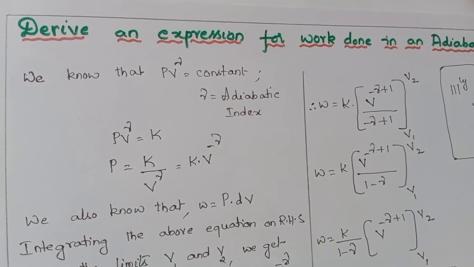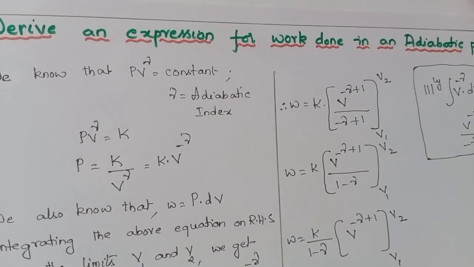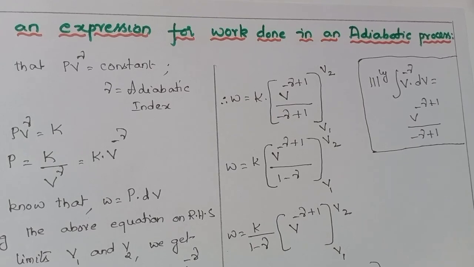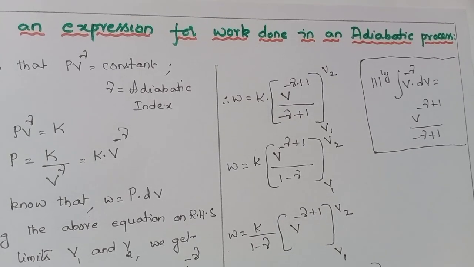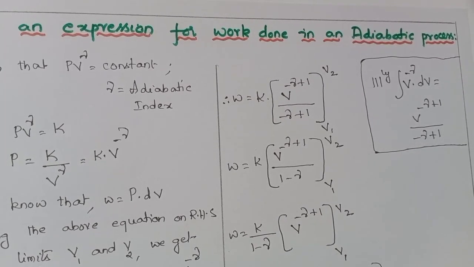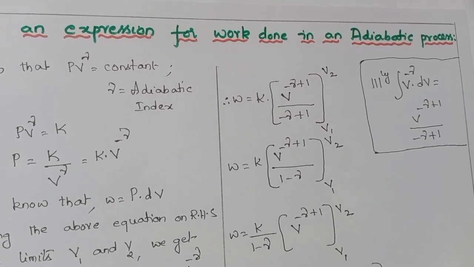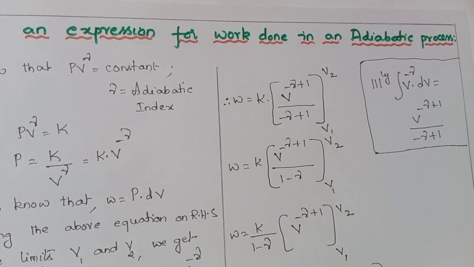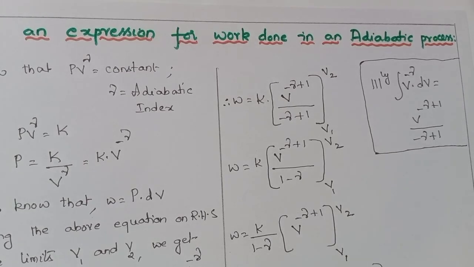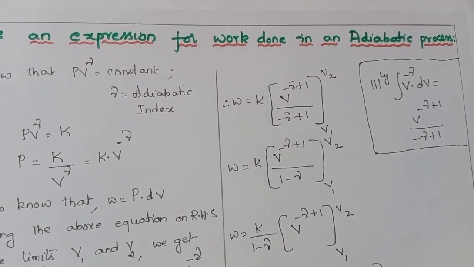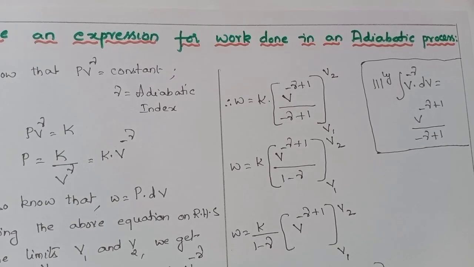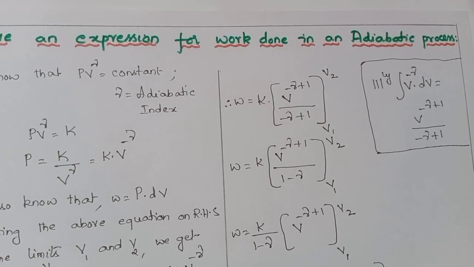Today in this video I'm going to teach you how to derive an expression for work done in an adiabatic process. A few days ago I uploaded a video in which we learned how to show PV^gamma is equal to constant in an adiabatic process and TV^(gamma minus 1) is equal to constant. There we have not derived the expression for W, so this is actually a continuation of that video.